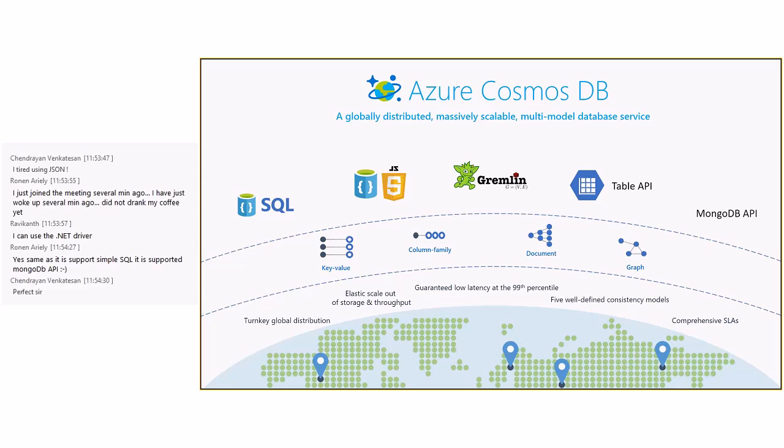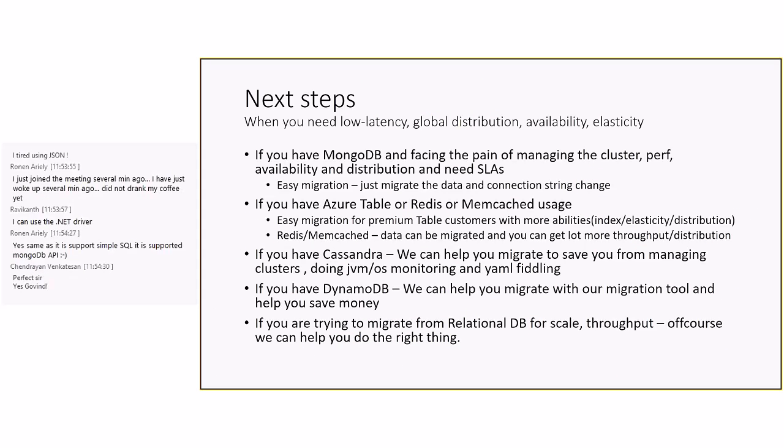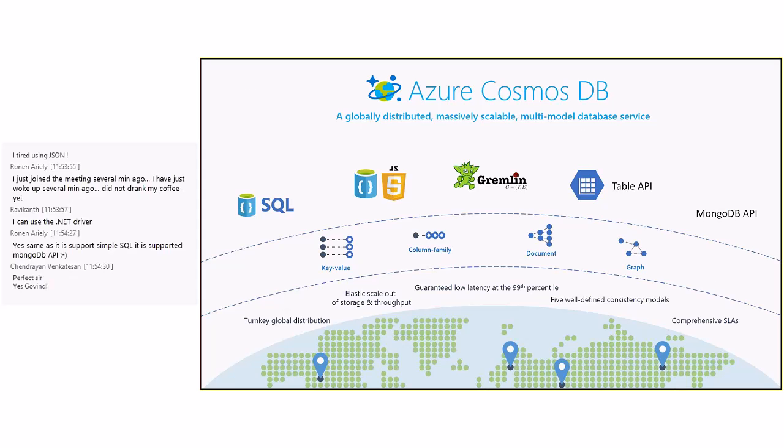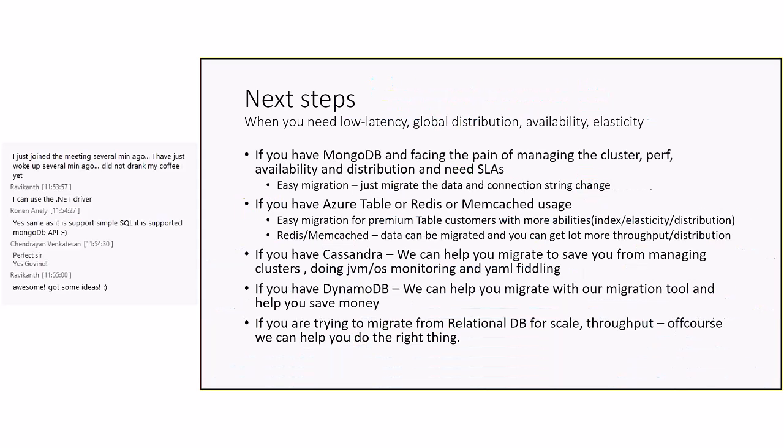So finally, hopefully you folks are still there. What is in it for the IT Pro? If you have customers who are using MongoDB, Cassandra, Azure Table, Redis, Memcached or DynamoDB, and they require low latency, global distribution, availability, and elasticity, use Cosmos DB. We can help you utilize wherever you are coming from to do the migration, and make it very easy for you to get all the capabilities.